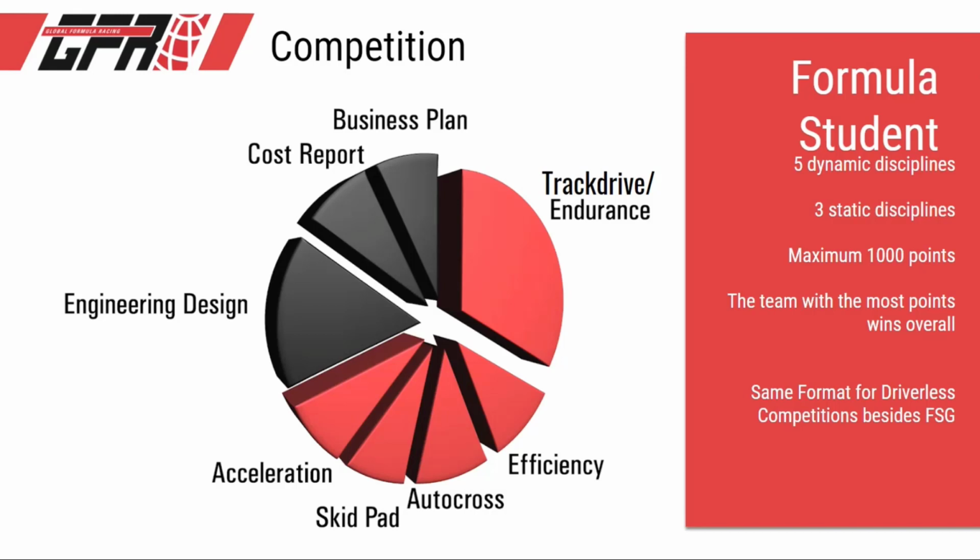A Formula Student competition is composed of both static and dynamic events totaling 1,000 points that push both the people and the car to their full capabilities. The static events include a judged defense of the implemented design, a cost breakdown of said design, as well as a business presentation focusing on real case scenarios surrounding the business of the team. Dynamic events consist of an autocross, an acceleration run, a skid pad run, and a 22-kilometer endurance race or driverless track drive. Teams are also scored on efficiency during this endurance race.